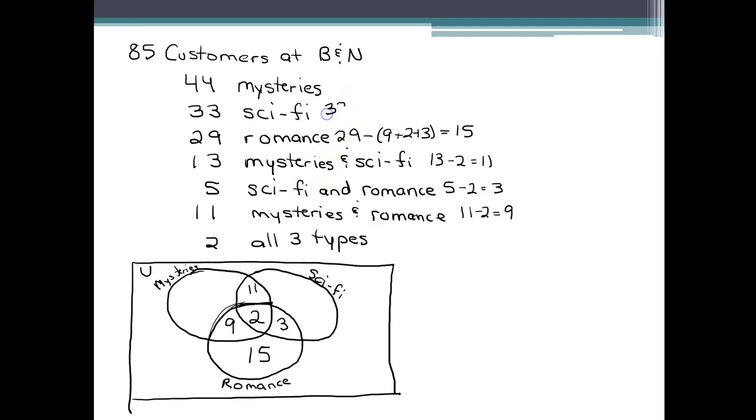There are 33 sci-fi, but the sci-fi circle already has an 11, a 2, and a 3. That's 16, so you subtract, and you get 17 to put out here in the sci-fi circle. And then in mysteries, there's 44, but the mystery circle already has 11, 2, and 9. You subtract, and you get 22 to put out here in the rest of the mystery circle.